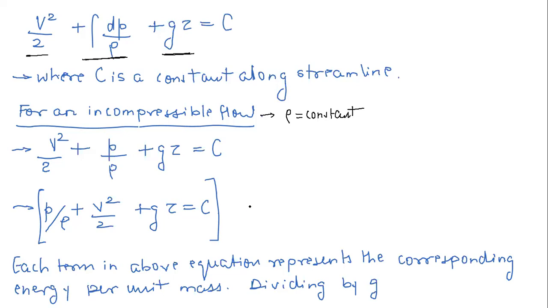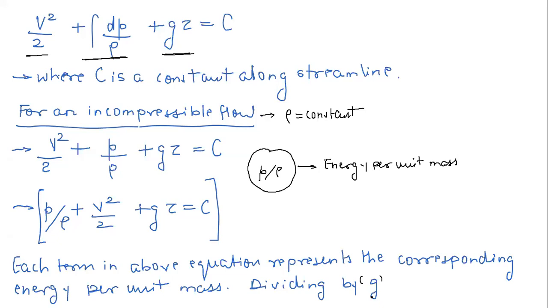Okay, but now as I said, each of the terms... let's say if we take p by rho, what is this? This is energy per unit mass. Always remember that there are different versions of Bernoulli's equation. Sometimes they represent it simply in this form, that is p by rho plus v square by 2 plus gz is equal to constant. Sometimes they represent it in the form of p by rho g plus v square by 2g plus z is equal to constant. So this is energy per unit mass.